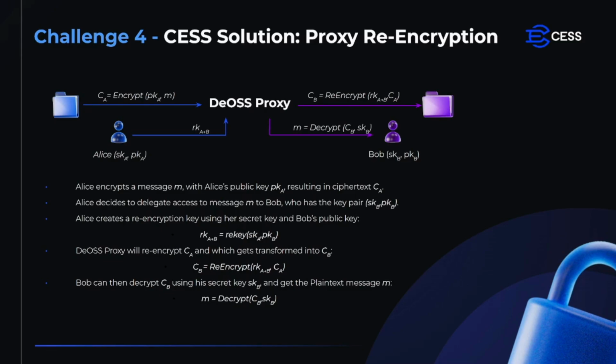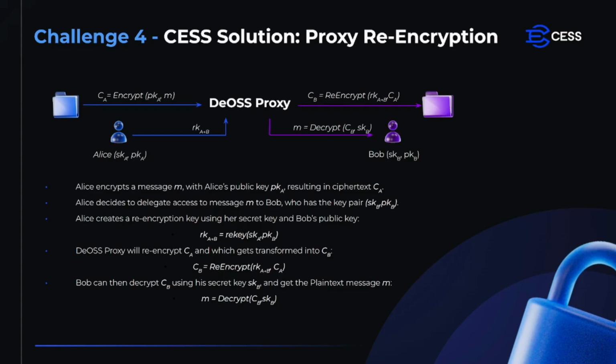For re-encryption, the ciphertext CA is then sent to the DOS proxy, which uses the re-encryption key RK A to B to transform CA into a new ciphertext, CB. This re-encryption process effectively allows the proxy to convert the encrypted message into a format that can be decrypted by Bob so he can read the message.